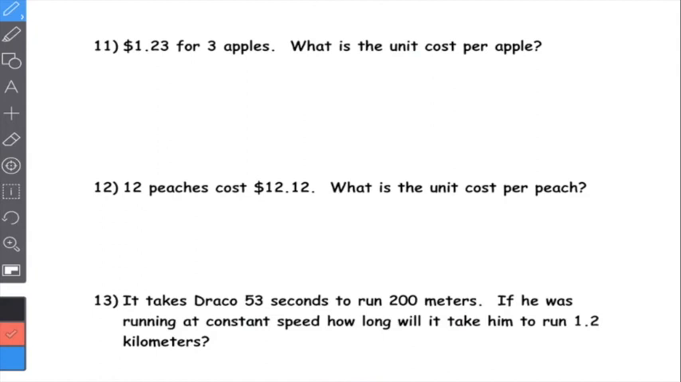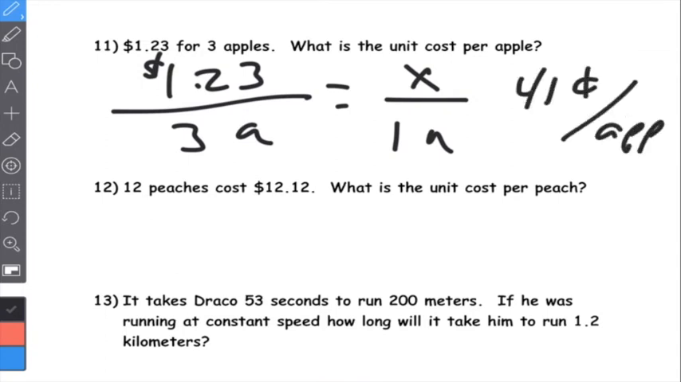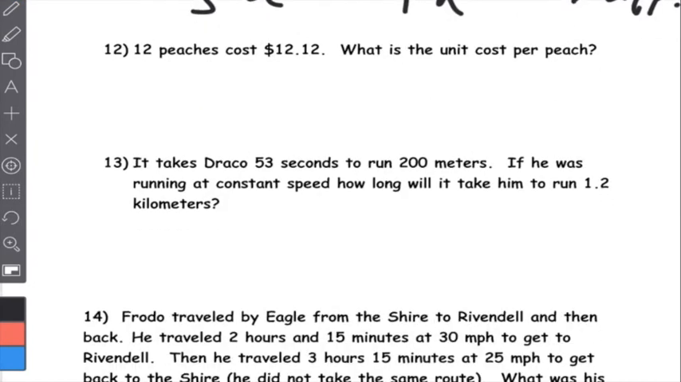Okay, number 11, $1.23 for 3 apples. So what we need to figure out is how much is unit cost. So unit cost is always 1. So we have $1.23. Remember, money goes up top, for 3 apples equals, I don't know how much, for 1 apple. So you divide by 3, and it's going to be 41 cents per apple. And you could write the per out. That would be good.